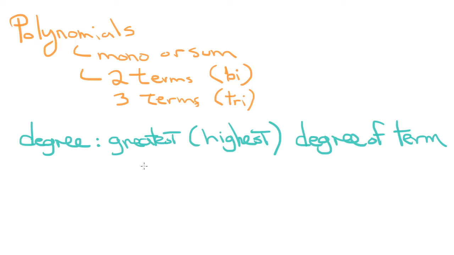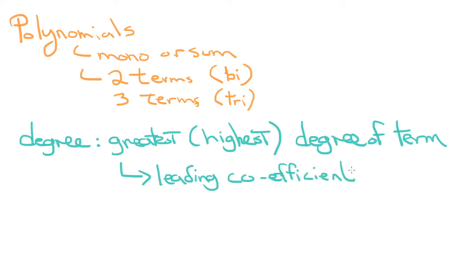And then you also have something called leading coefficients. The leading coefficient comes from the highest degree term. Remember coefficients, I always describe them as that thing stuck to a variable. So if you had 5x, it would be the 5. That would be the coefficient. So let's just take a look at an example.